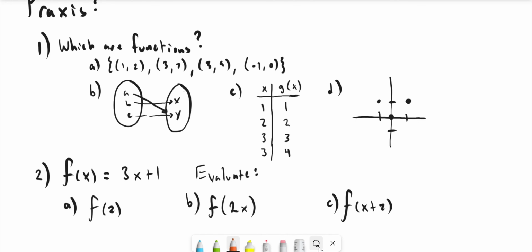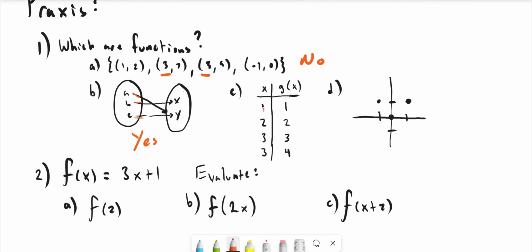All right, let's see how it went. So, first of all, we scan through our parentheses here, and I notice there is repetition in the first slot. So is this a function? No, it's not. What about this one? Okay, we've got an arrow coming out of the A, out of the B, out of the C. So it is a relation. It does assign a value to everything in the domain, and it only assigns one value to everything in the domain. So this is definitely a function.